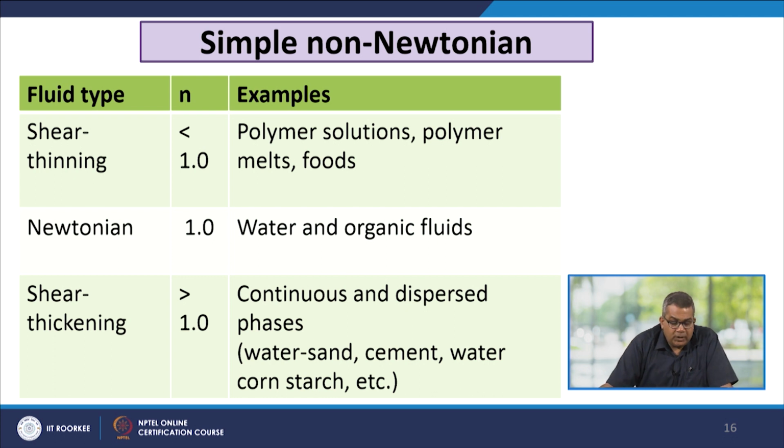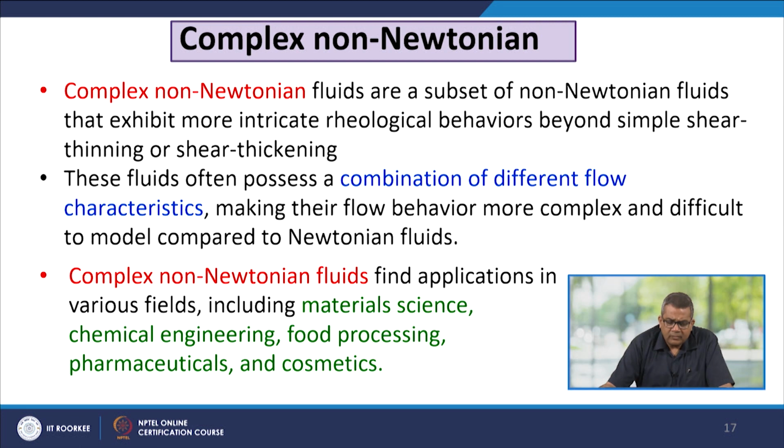Now, in this particular table, we have listed different types of fluids with their n values and some simple examples. If we talk about shear thinning fluids, n is less than 1, and examples are polymer solutions, polymer melts, foods, all those things. Then Newtonian, n is equal to 1: water and organic fluids are the best examples. Then shear thickening, where n is greater than 1: the continuous and dispersed phases, water and sand, cement and water, corn starch, etc.